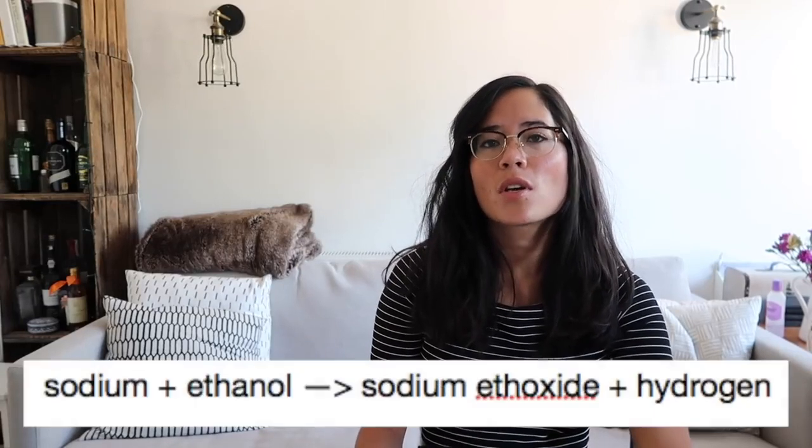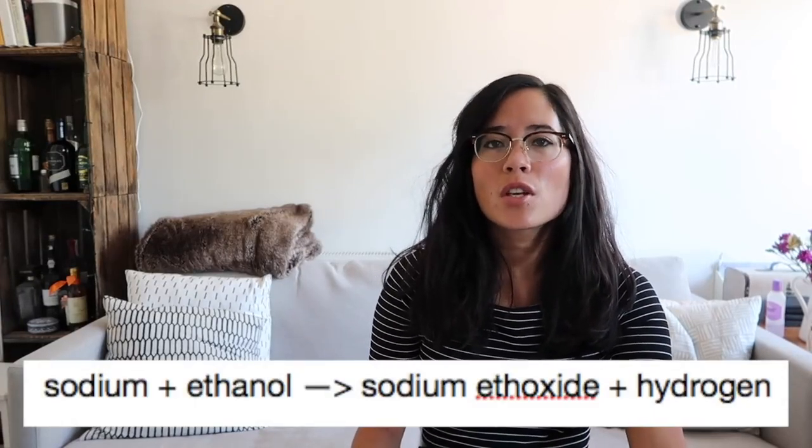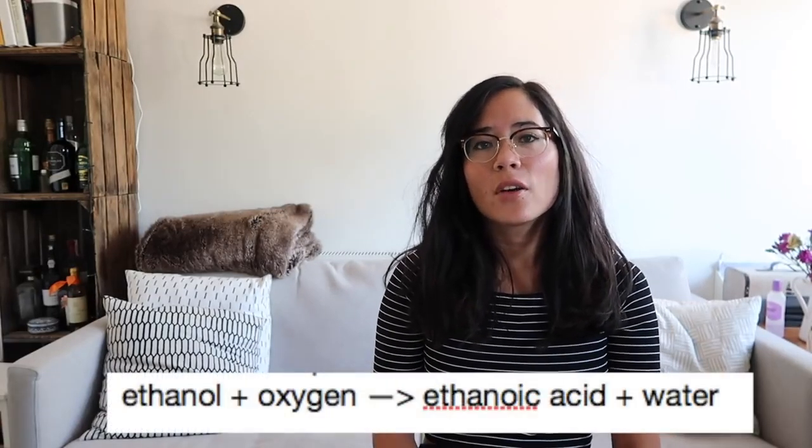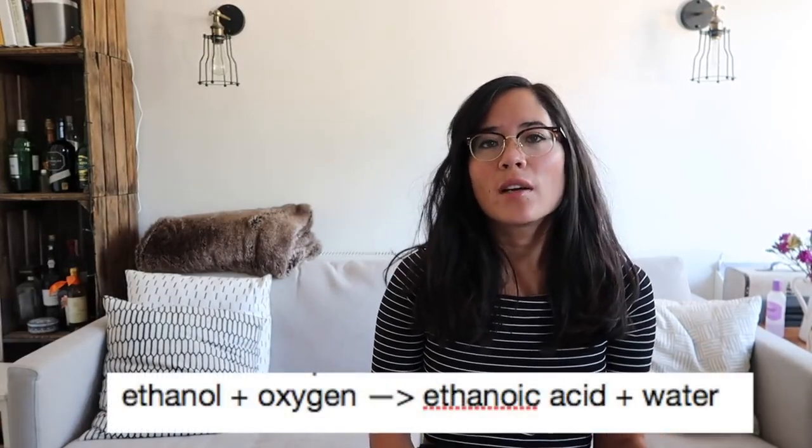Bizarrely, you need to know the equation for when ethanol reacts with sodium. So ethanol plus sodium forms sodium ethoxide plus hydrogen. And similarly, you need to know an oxidation equation for when alcohol is oxidized. So you're going to say ethanol plus oxygen forms ethanoic acid plus water. And that's why when you leave a bottle of wine out after several months, you'd smell that it smells like vinegar, because it's actually the same acid. It would be found in both.